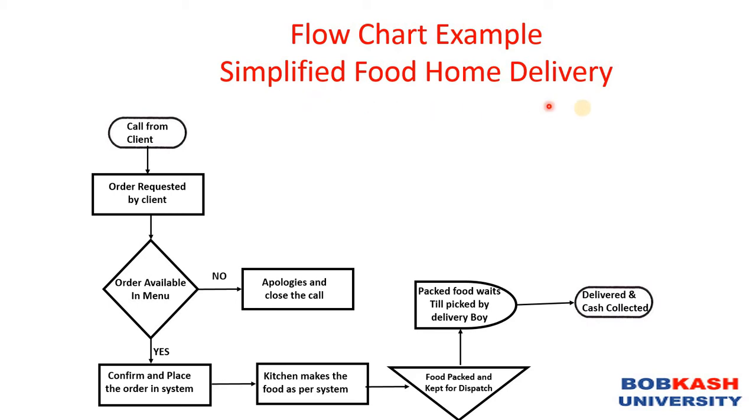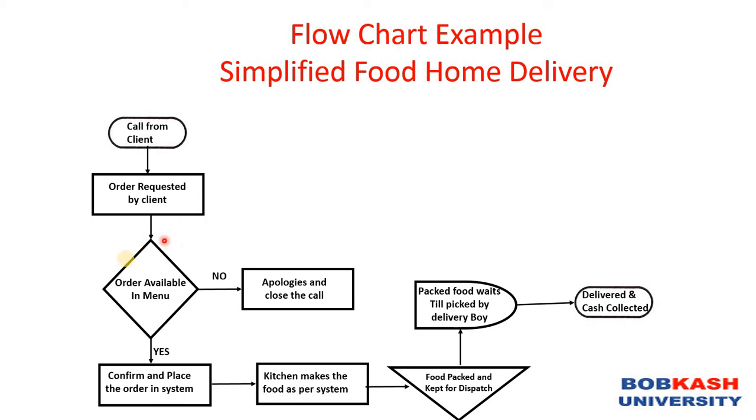This is the simplified food home delivery process. Remember we were using the rounded rectangle for representing the start of the process. So the process starts here, using a rounded rectangle, with the client calling the restaurant. So we get a call from the client and the process starts. Then the order is requested by the client.